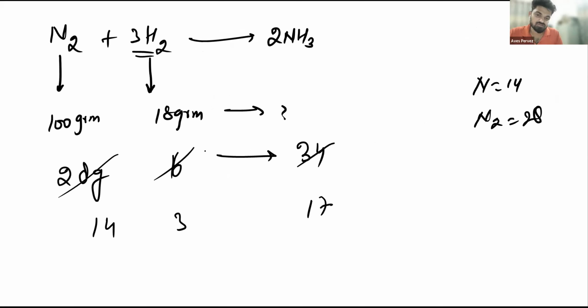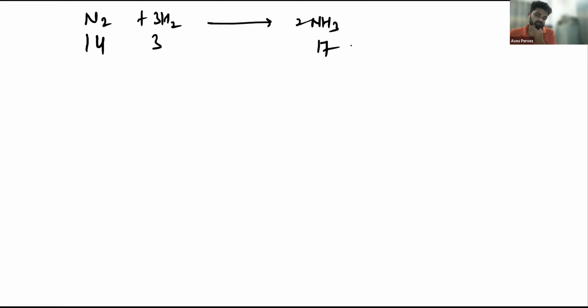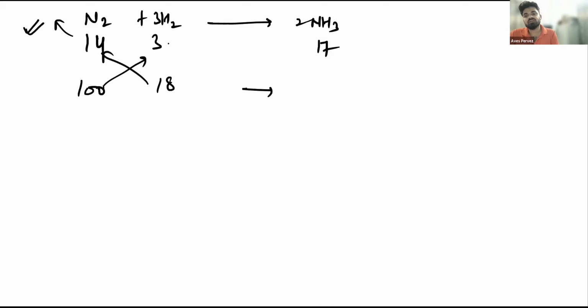How do we know whether some quantity is limited or not? That I'm going to give you. For example, the simplest ratio of N2 and 3H2 is 14 and 6, giving 2NH3, which is 34. You have been given 100 grams of this one and 18 grams of this one. So cross multiply them. This is just a trick. 18 into 14 and 100 into 3. So 18 into 14 is 252, and 100 into 3 is 300.